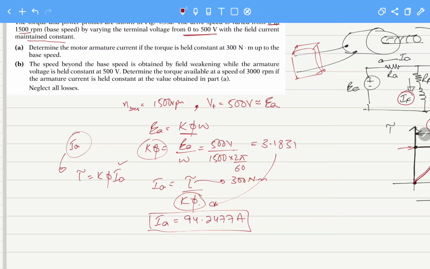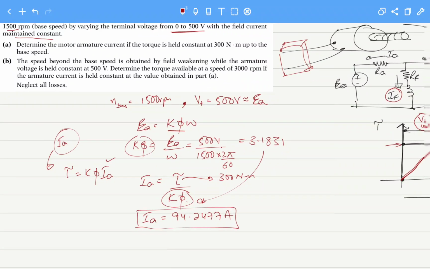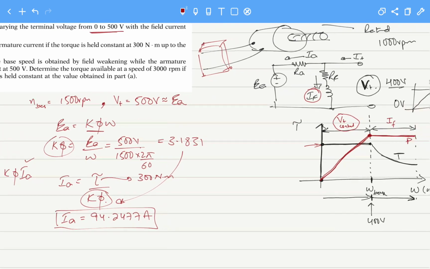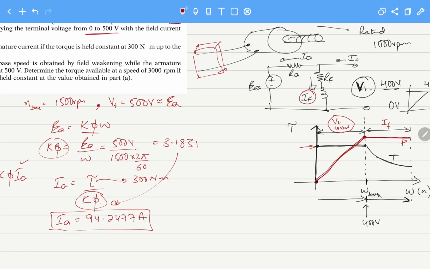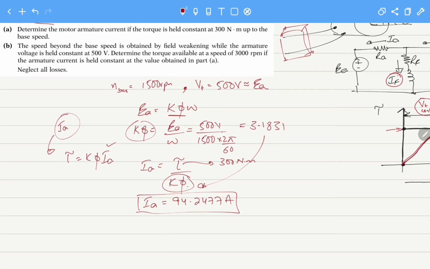Now in part C, it says that the speed beyond the base speed is obtained by field weakening. Field weakening effect is known as we increase the value of our resistor, RF, the field current becomes low, and when the field current becomes low, the motor speed increases. So this is known as the field weakening effect also.